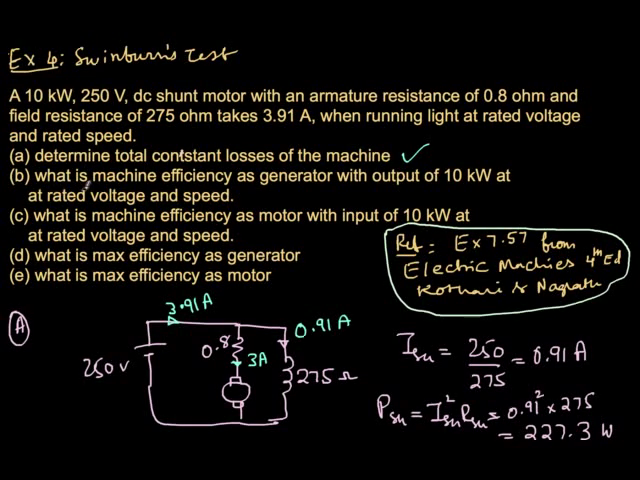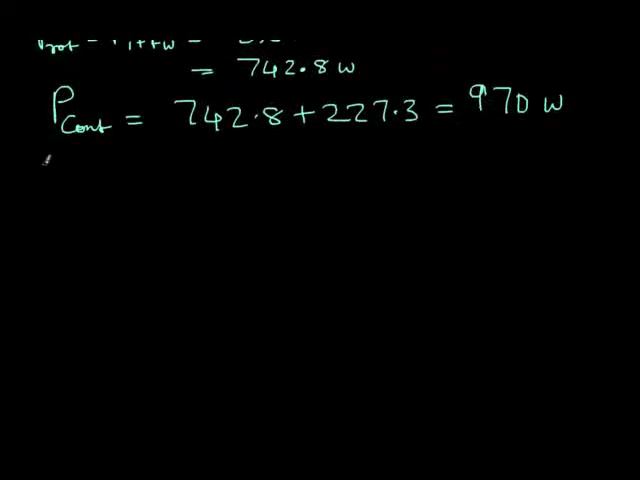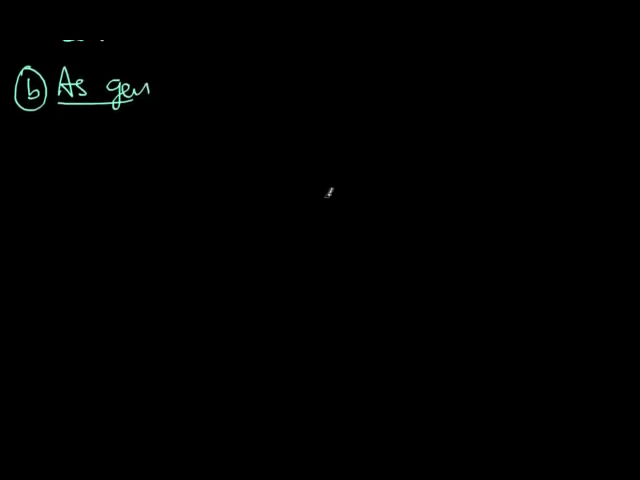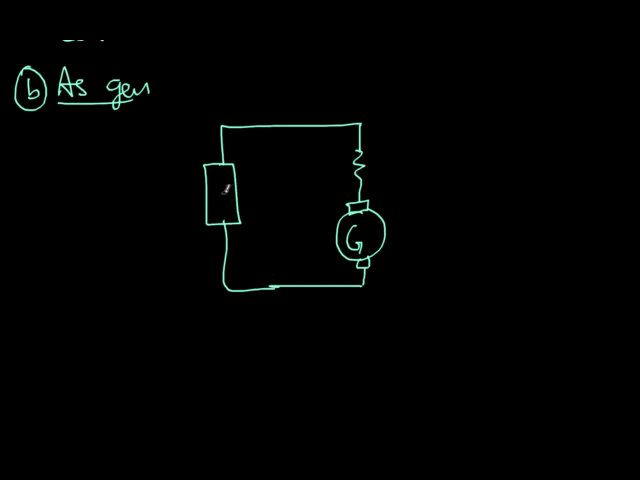Next, what is the machine efficiency as a generator when output of 10 kilowatt at the rated voltage and the speed? Okay, so now machine is operating as a generator. So let's draw the diagram. So when the machine is operating as a generator, G, that means there is a load here. There is an electrical load, and then there is a shunt field winding here. So this is the load, and load voltage will be there.